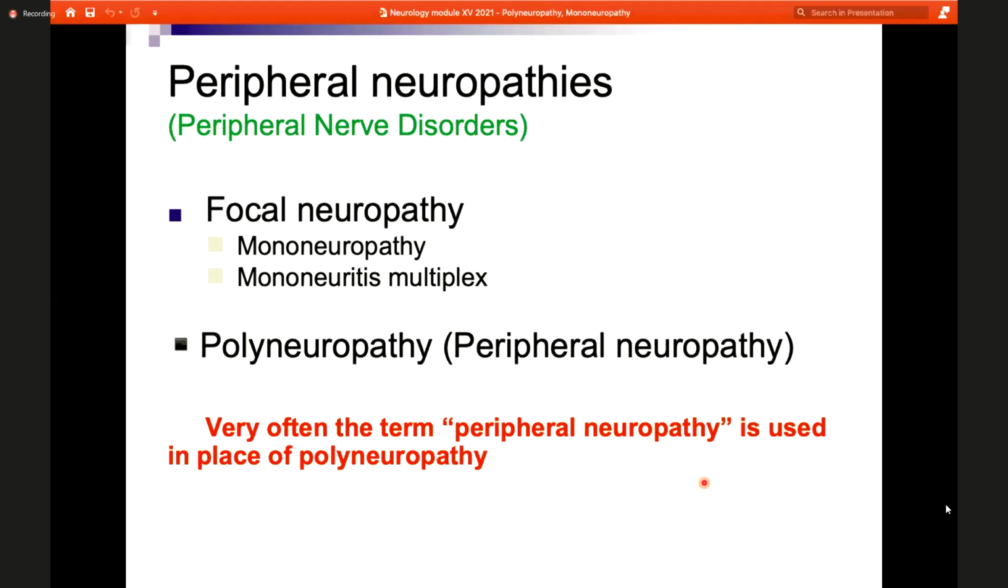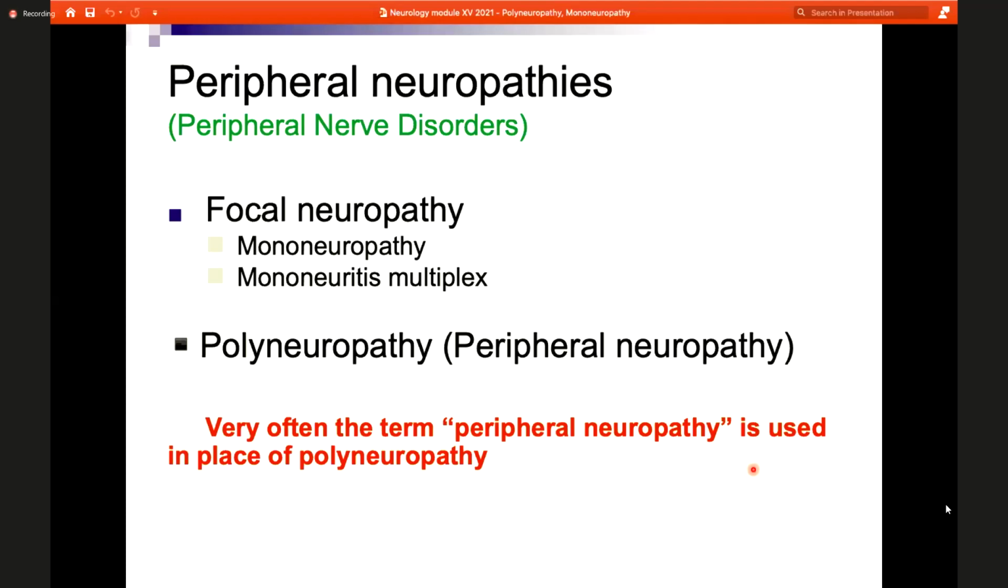Right. So when you take peripheral nerve disorders or peripheral neuropathies, they can be broadly categorized into 2. One is focal neuropathy, the other one is polyneuropathy. Focal neuropathies are mononeuropathies and mononeuritis multiplex, which will be dealt with in the second lecture. And today's lecture will be on polyneuropathies.